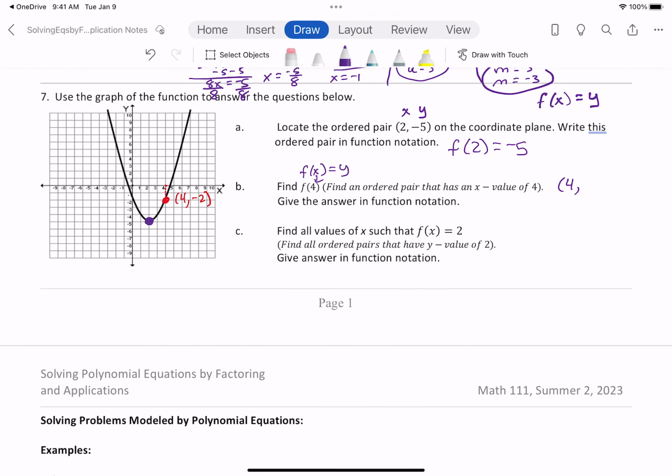So what that means is from this graph, if I have an x value of 4, its corresponding y is -2. So to give that answer in function notation, we just substitute again. That means f(4), where x is 4, is equal to y, which is -2.